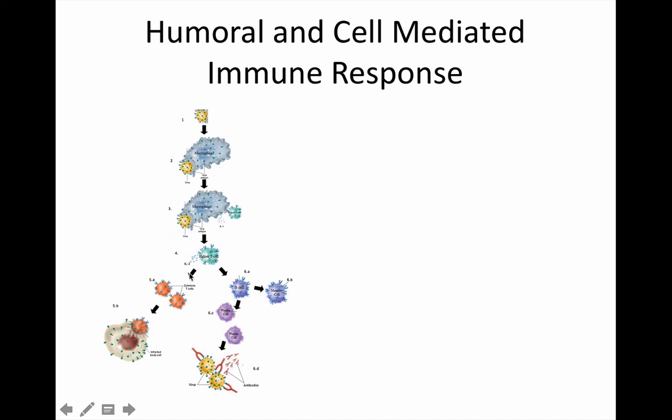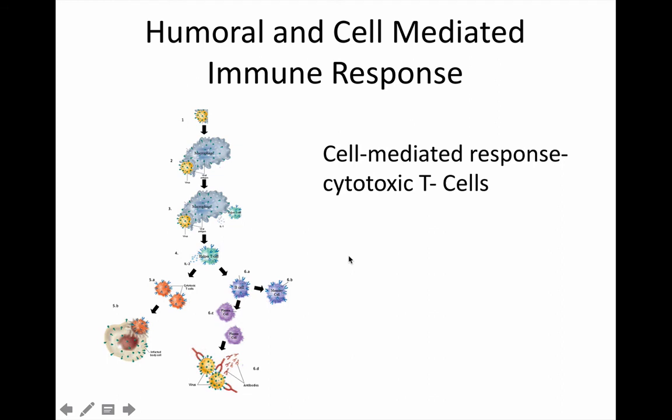When you look at this, these two branches here, so the branch that goes left towards cytotoxic and the branch that goes right, they're called two different things. So cell-mediated response is the cytotoxic T cells. So this branch, we call it the cell-mediated response because the cytotoxic T cells go through and hunt and destroy the cells. So we call this branch to the left here the cell-mediated response.